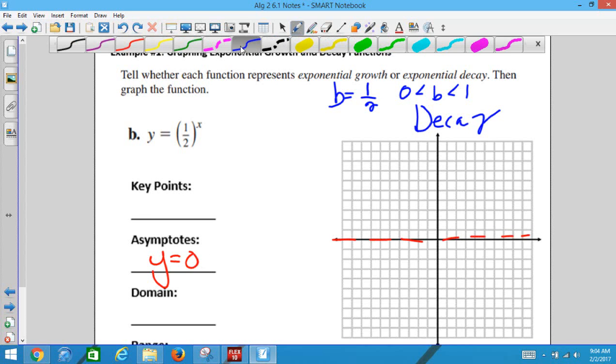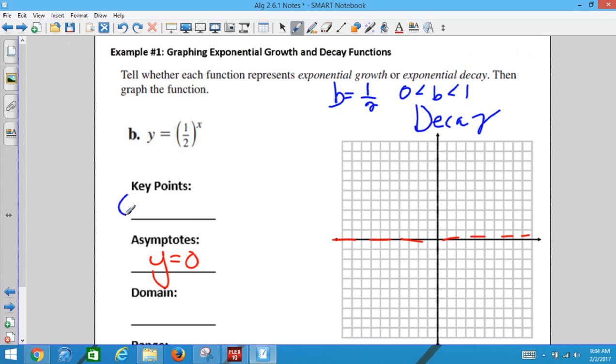All right, key points. We plug in what number first? 0. Plug in 0. With all of these graphs, the sooner you realize this, the better. With all of these graphs that we're doing this entire year, we're always plugging in 0 for x to find the y-intercept. We're doing it with all of them. So let's plug in 0 for x.